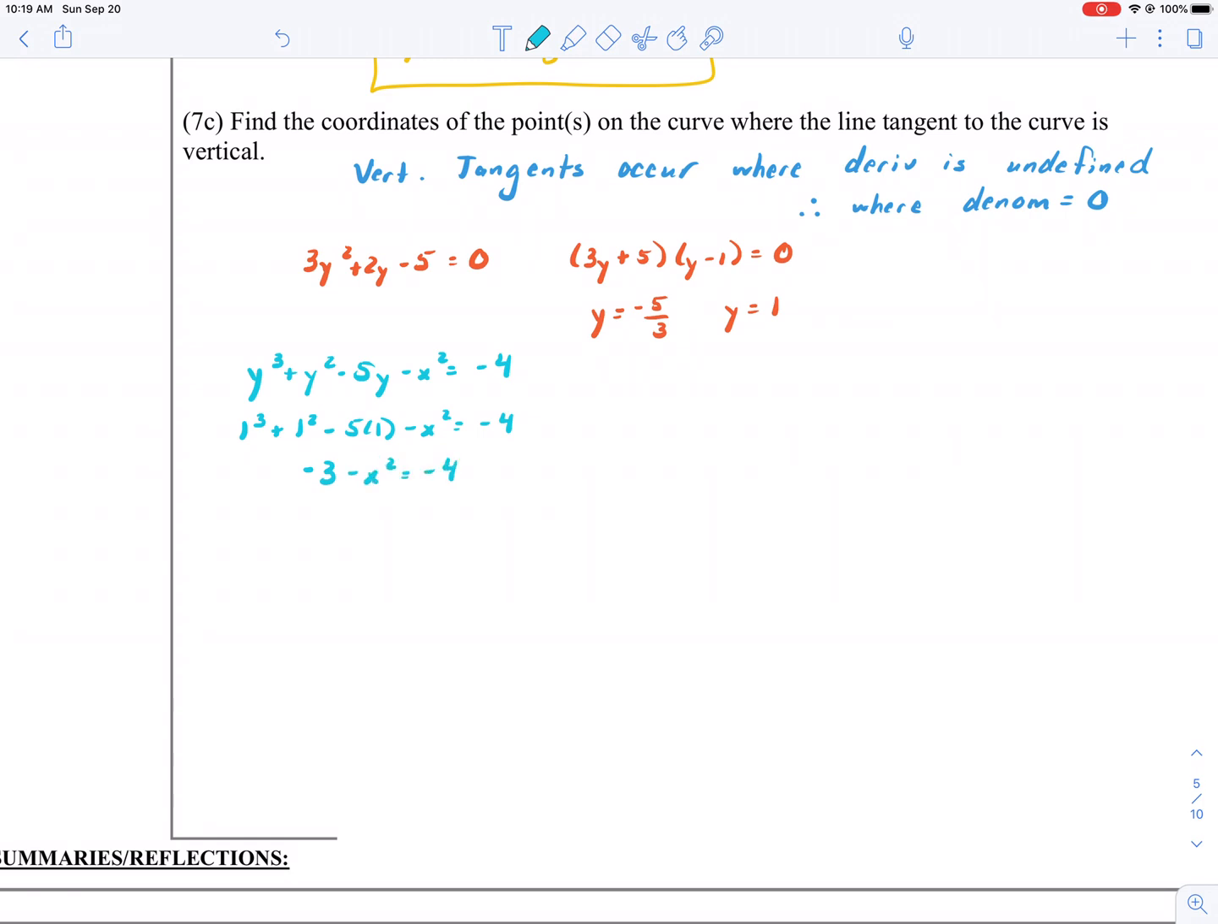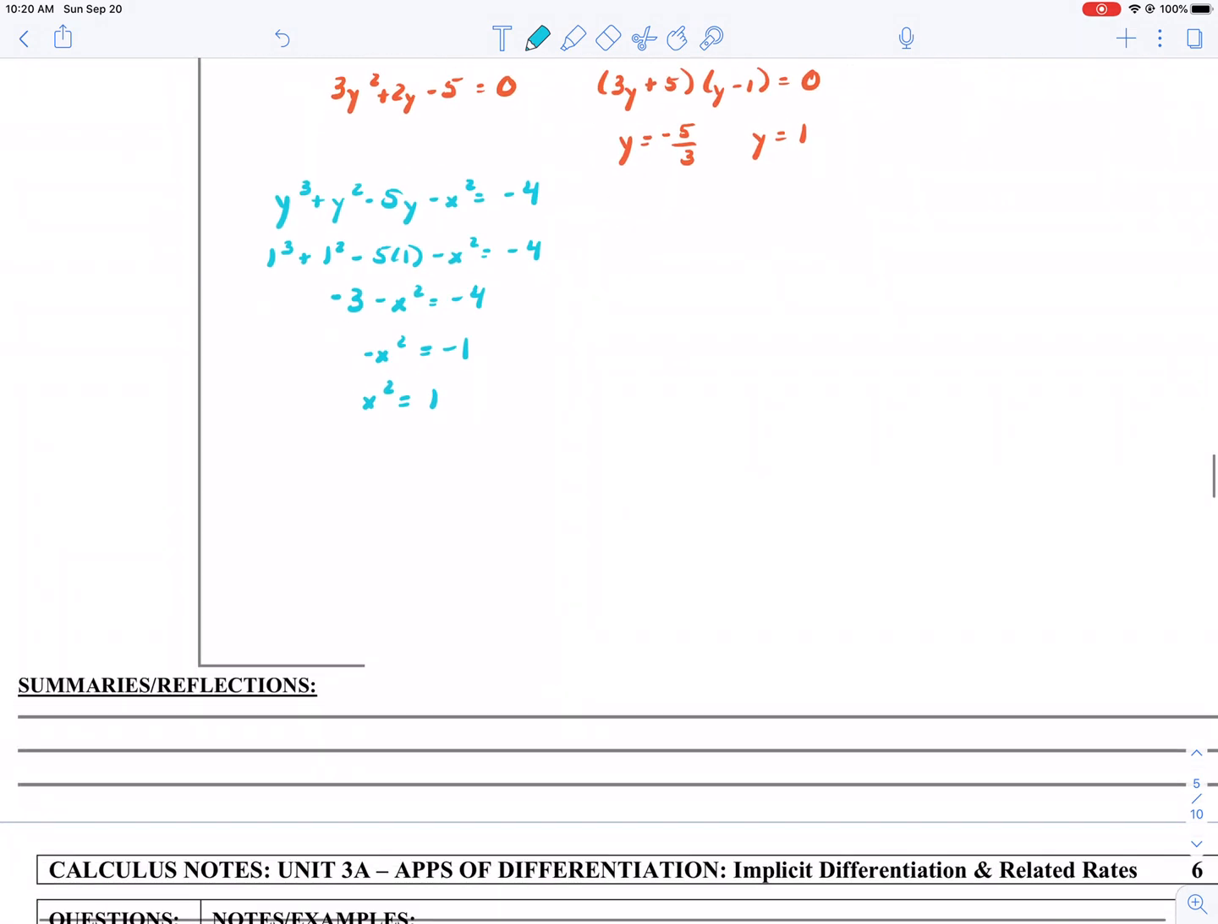Then I'm going to add the 3 over to the other side. When I add that 3, I end up with a negative 1. If I divide both sides by negative 1, that gets a little easier. I've got x squared is equal to 1, right? So that doesn't mean that x is just 1. It means that x is plus or minus 1.